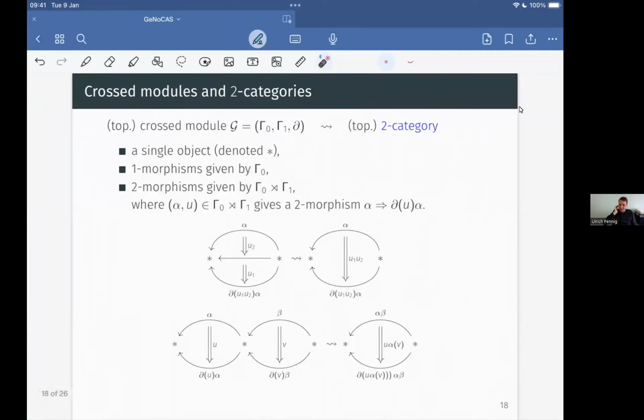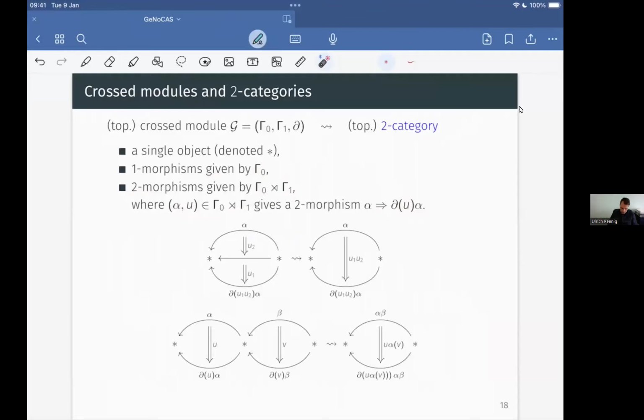Yes. So I have to hit you with a little bit of category theory, but it's not too bad. If you start with a crossed module, gamma 0, gamma 1, and delta, then there's a topological 2-category that you can associate to this. And it's very easily constructed. It just has a single object that I will denote by star. And then the 1-morphisms are given by gamma 0. And the 2-morphisms are given by this semi-direct product of gamma 0 with gamma 1. Where if I have a pair alpha and u in this group, it represents a 2-morphism from alpha to delta u times alpha here.